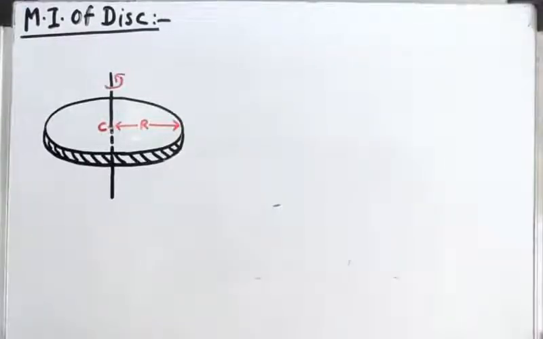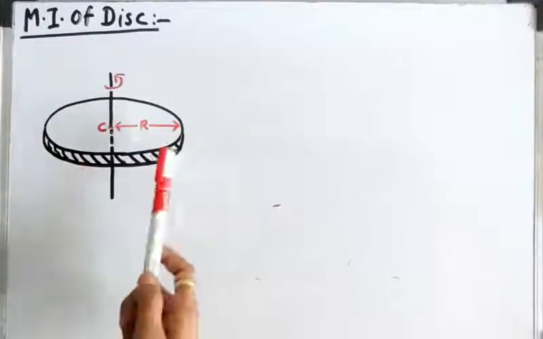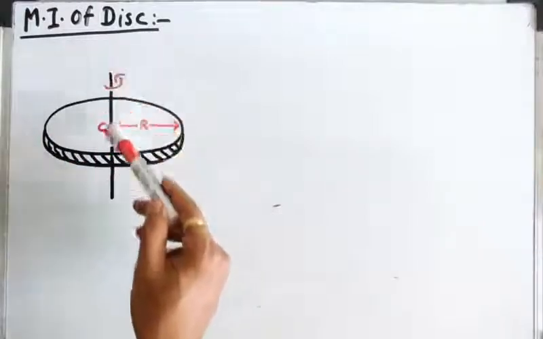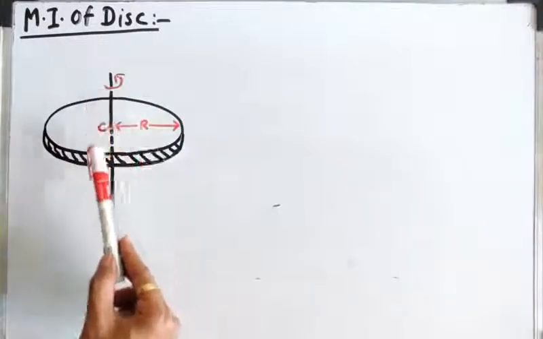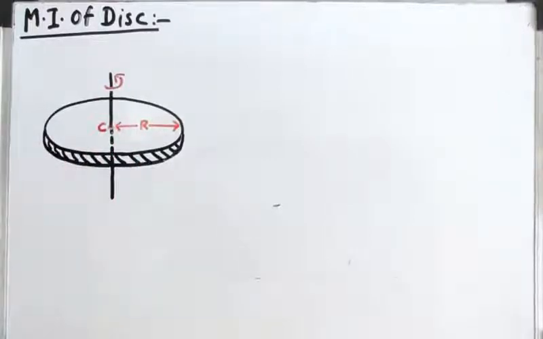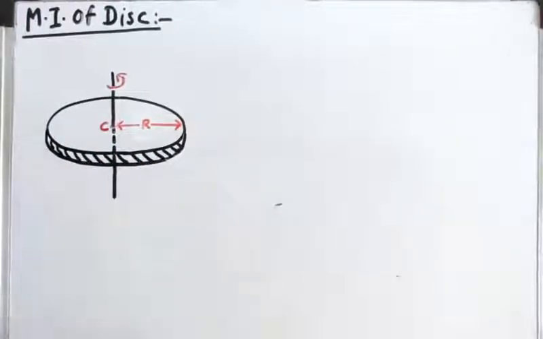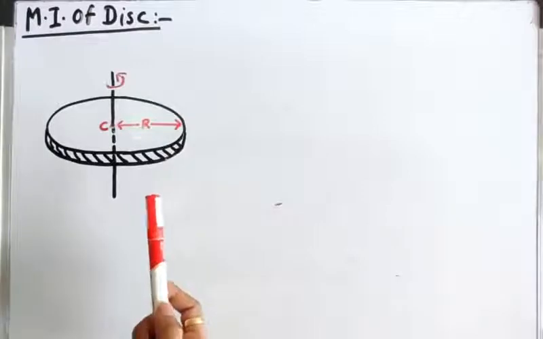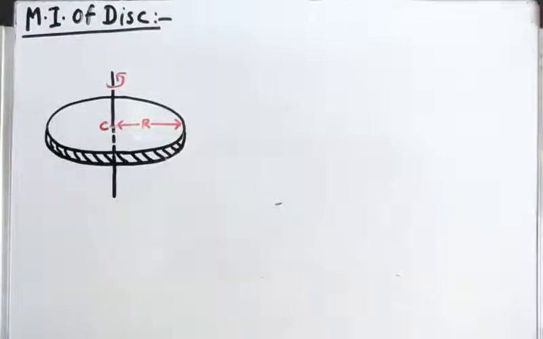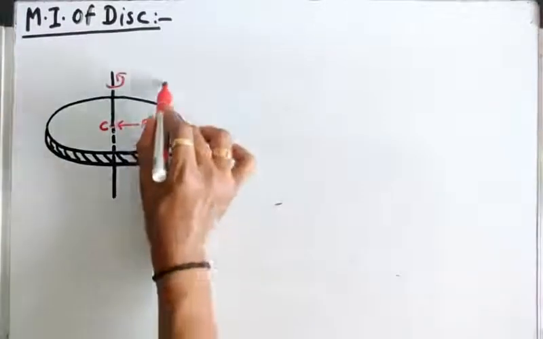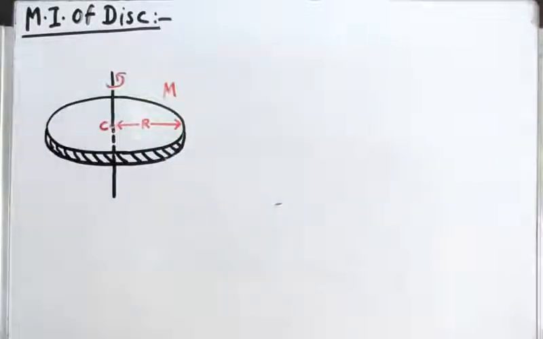Now, we will discuss how to find moment of inertia of a uniform disk about an axis passing through its center and perpendicular to its plane. As shown in this figure, consider a disk of mass capital M and radius capital R. And this disk is rotating about an axis passing through its center.